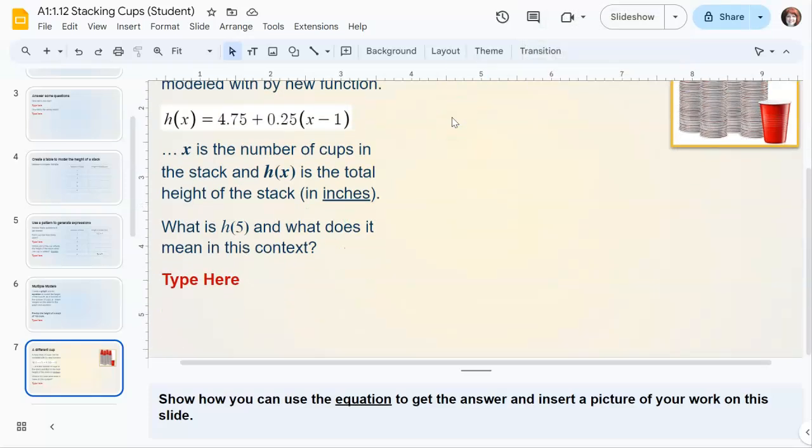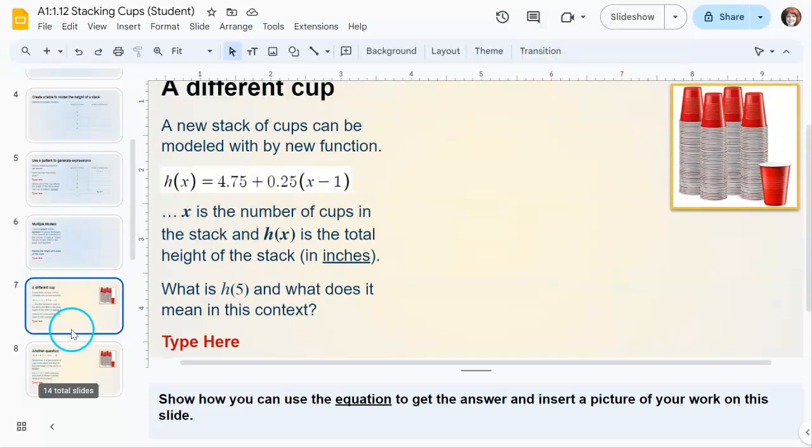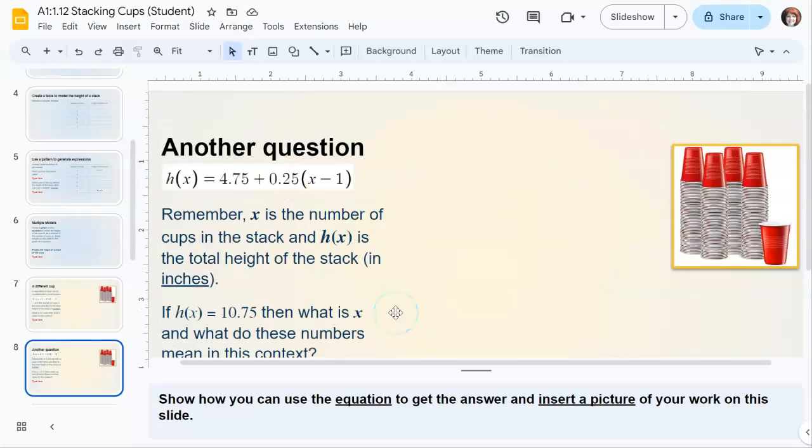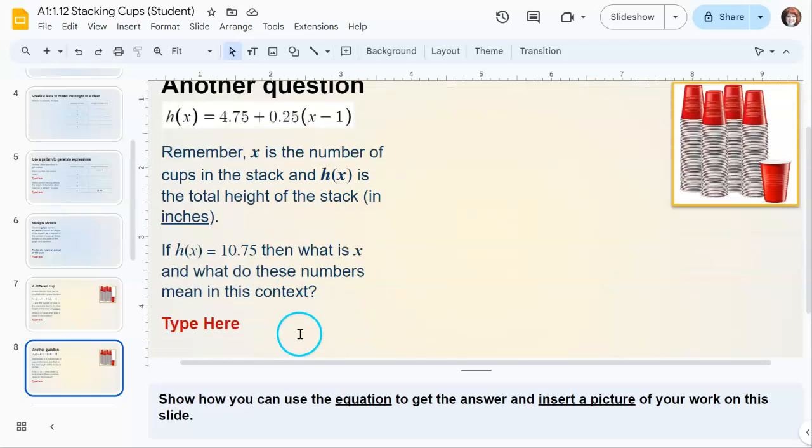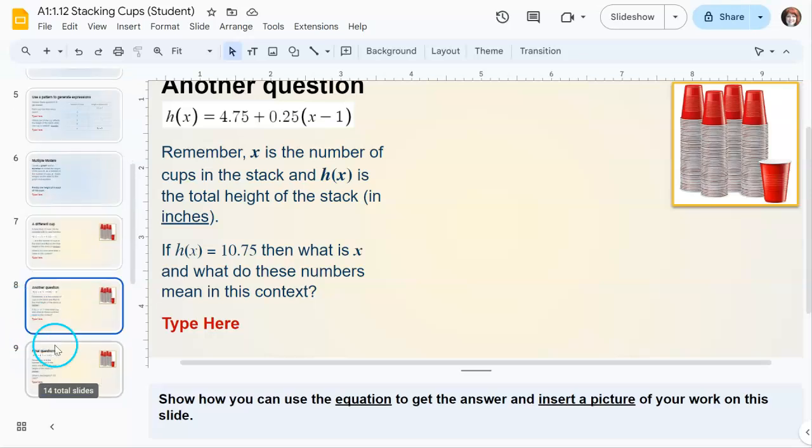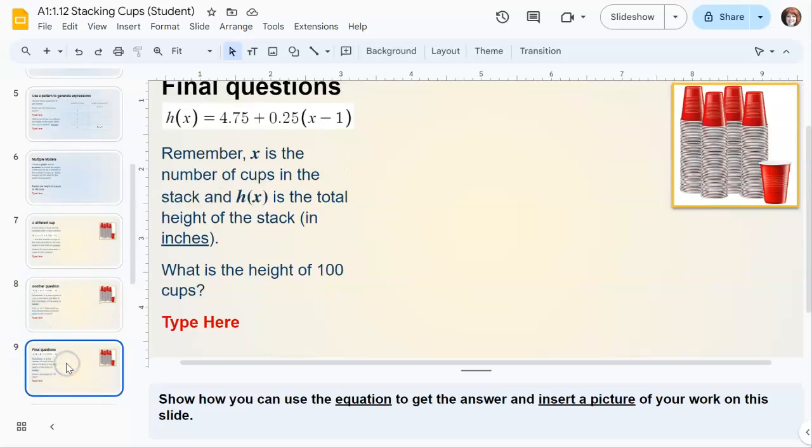All right, and then the same thing on the next slide, except we're going to go in reverse. Now we have the number 10.75, and we know h of x is equal to that number. What is the value of x, and what does that number mean in this context? And they'll paste a picture of their work on the slide.